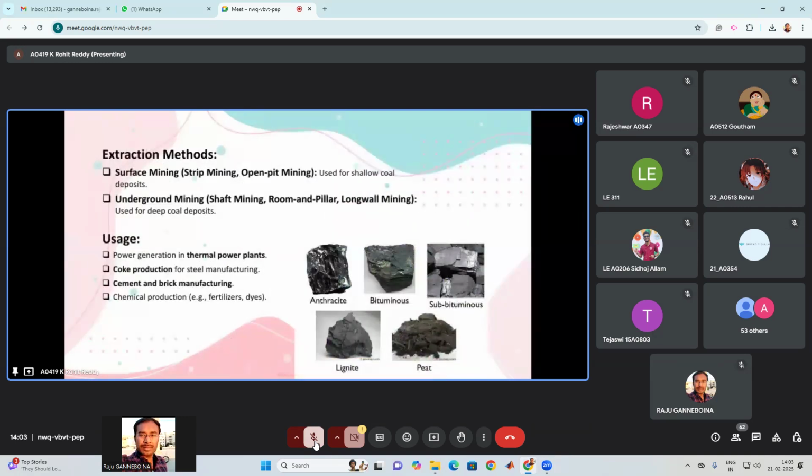The general extraction methods are surface mining, used for shallow coal deposits, and underground mining, used for deep coal deposits. Usage: coal can be used in thermal plants for power generation, for coke production in steel manufacturing, cement and brick manufacturing, and chemical production, for example, fertilizers and dyes. As we can see, these are the images of different coals.